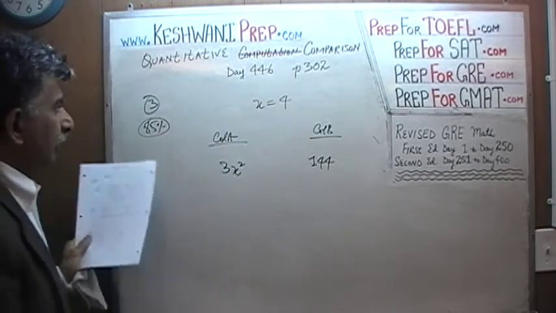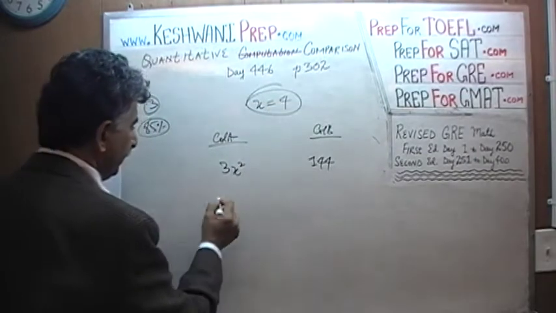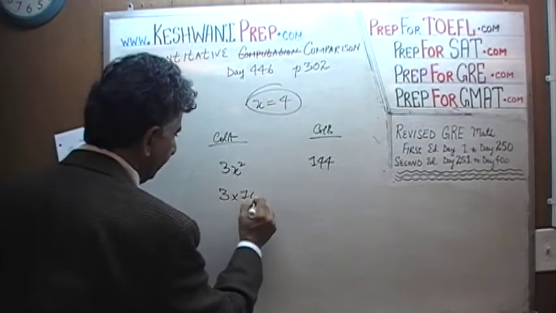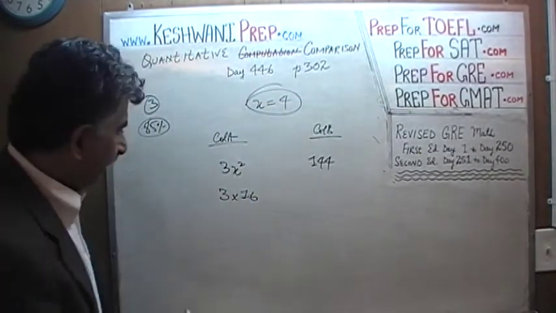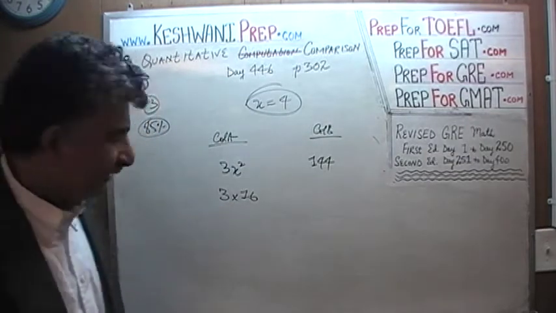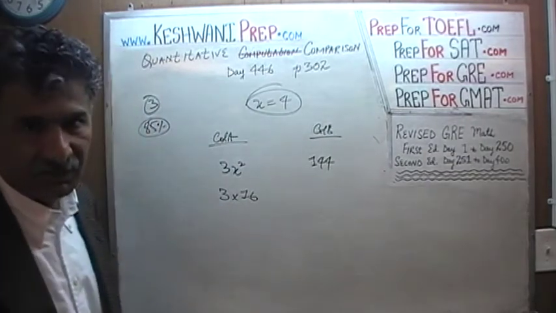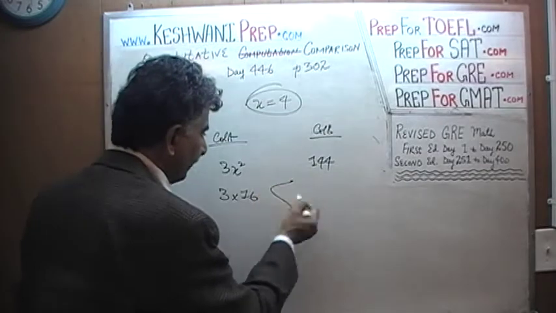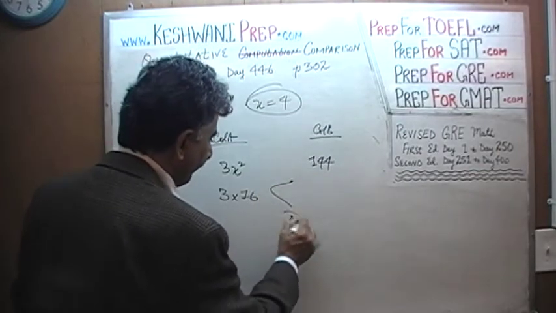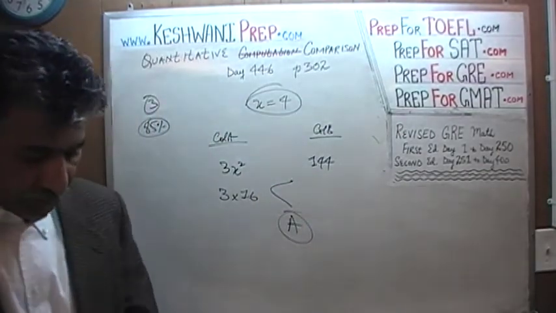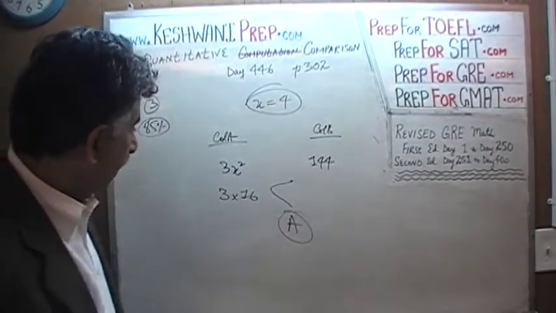Okay, here we go. We know that x equals 4. So let's put it in here. So it's going to be 3 times 16. 3 times 16 is not even 100. It's not even 50. 3 times 16 is 48. 48 versus 144, of course, is less. The answer is A. And this is what I mean by, what the hell? The answer is B.